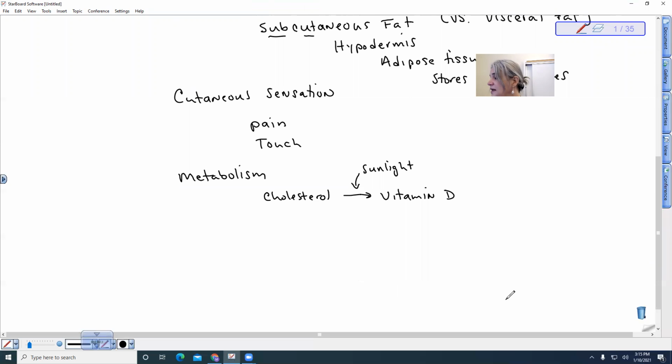Okay, so the last one is excretion. And when we talk about excretion, we generally think of the urinary system. We think of the kidneys. And one of the major functions of the kidneys is to get rid of nitrogenous wastes in the form of urea. So urea is a nitrogenous waste, which means that it has nitrogen in it. And it is also found in sweat.